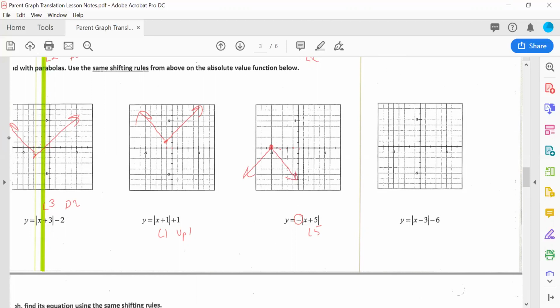Last but not least, this is going to go to the right 3. It's going to go down 6. So to the right 3, 1, 2, 3. And then down 6, 1, 2, 3, 4, 5, 6. And it's positive in front, so it's going to go upwards.